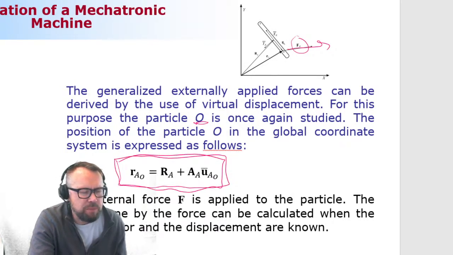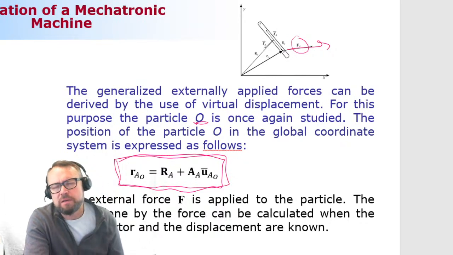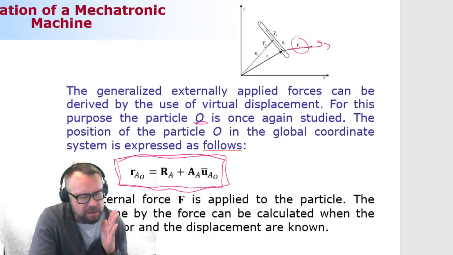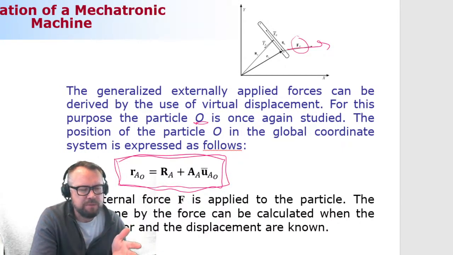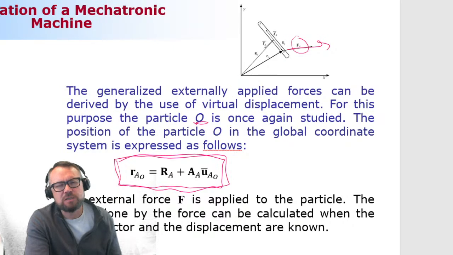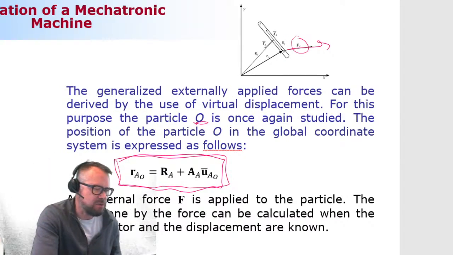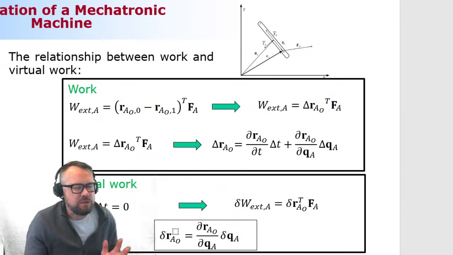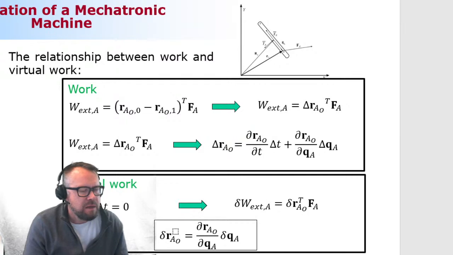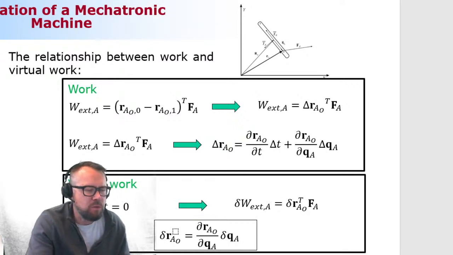Now, when we multiply the force and the displacement, that's going to be our work, because force multiplied by displacement in the direction of the force, by definition, is our work. And that's what we're going to use here. This is going to be our magic mapping tool that we're going to use momentarily. To make this clear, let's first look at the relationship between the real work and virtual work. Let's first look at the real work. We have here force multiplied by displacement.